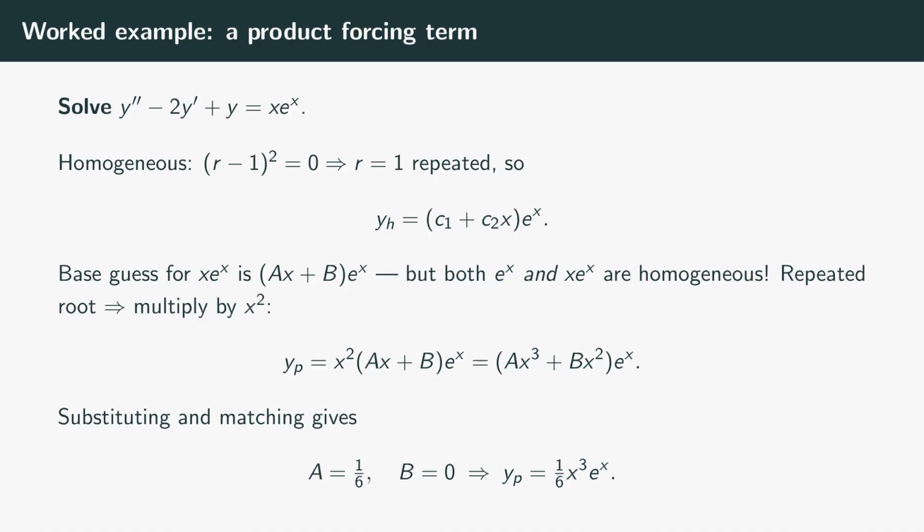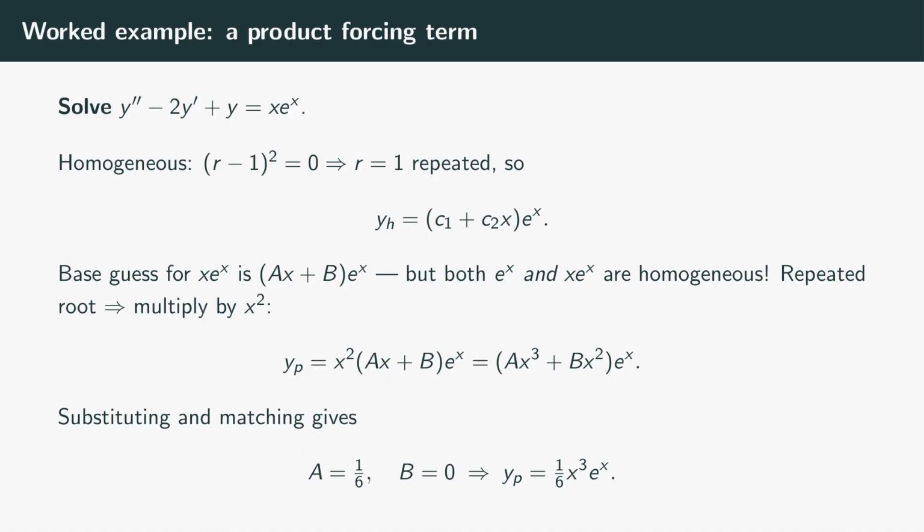Now the forcing is x times e to the x. The base guess would be a linear polynomial times e to the x, that is, the quantity ax plus b times e to the x. But look, both e to the x and x times e to the x are already homogeneous solutions, because the root is repeated. A single factor of x is not enough to clear them, we need x squared. So the guess becomes x squared times the quantity ax plus b times e to the x.